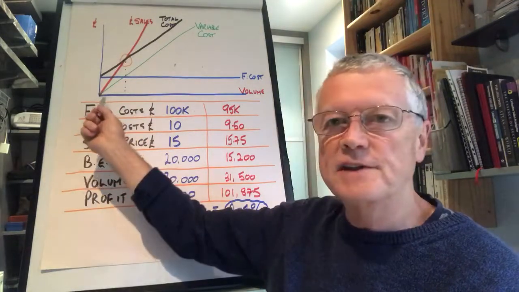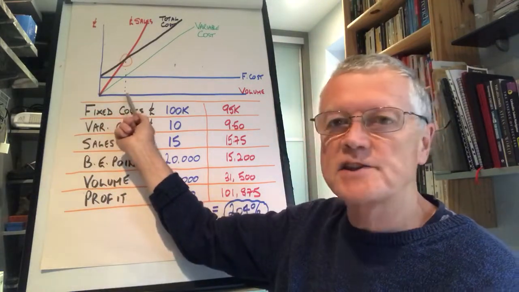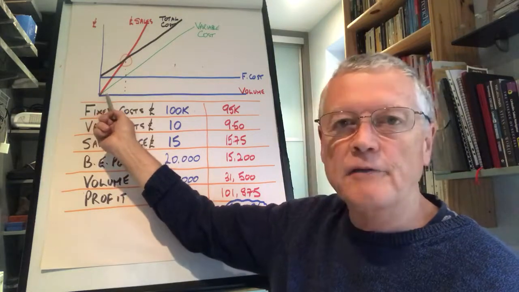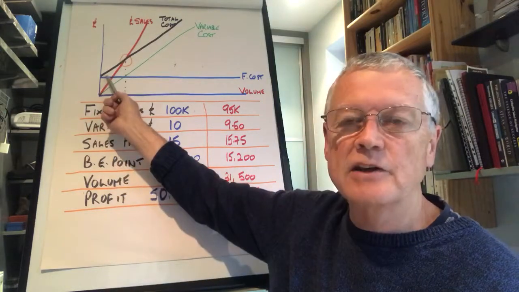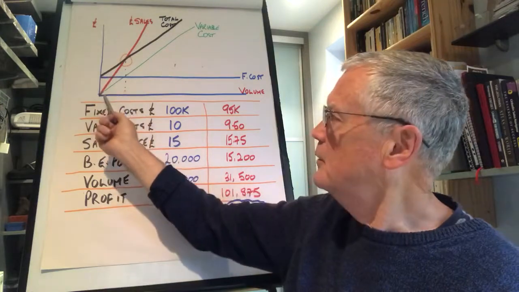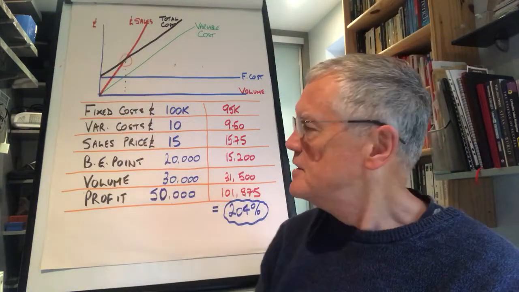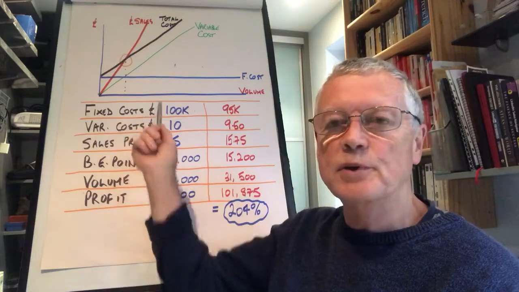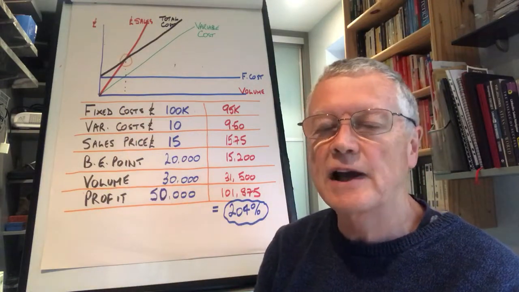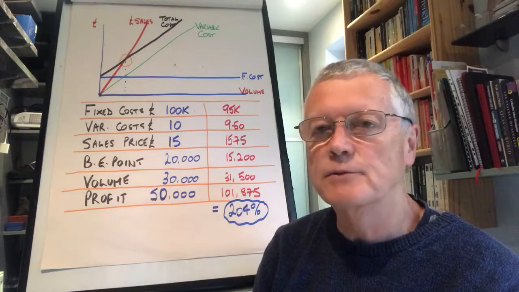And what that's effectively saying is that if you sell a smaller amount than that, you haven't yet covered your fixed costs. So when the lines cross, that's when you start to make a profit. So I've drawn up an example here just to show you how quickly you can actually get quite dramatic results.